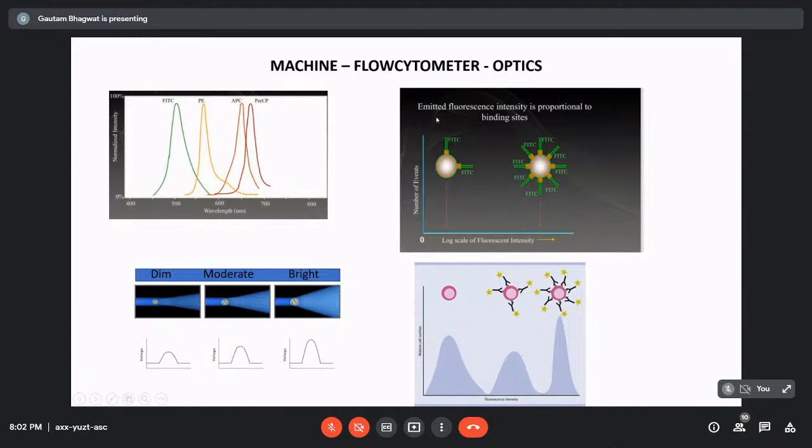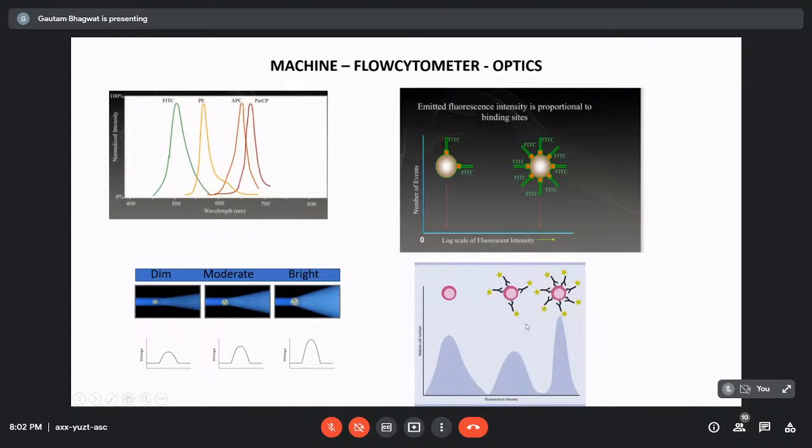Now forward scatter, as the size was growing, scatter was growing. Side scatter, as the complexity was growing, scatter was growing. What happens over here? As the number of antigens increases on the cell, the intensity increases. So a cell with less antigen or no antigen will have a dim signal. A cell with a moderate number of antigens will have a moderate signal, and a cell with the most antigens would have a bright signal.